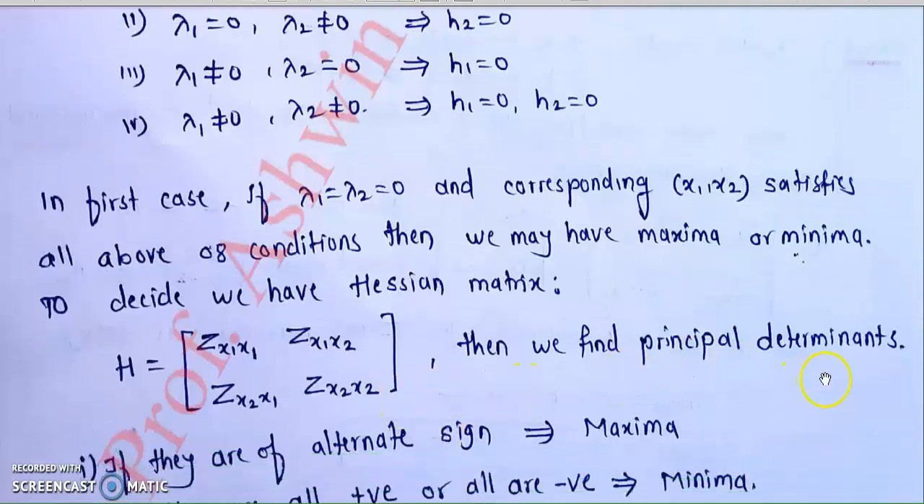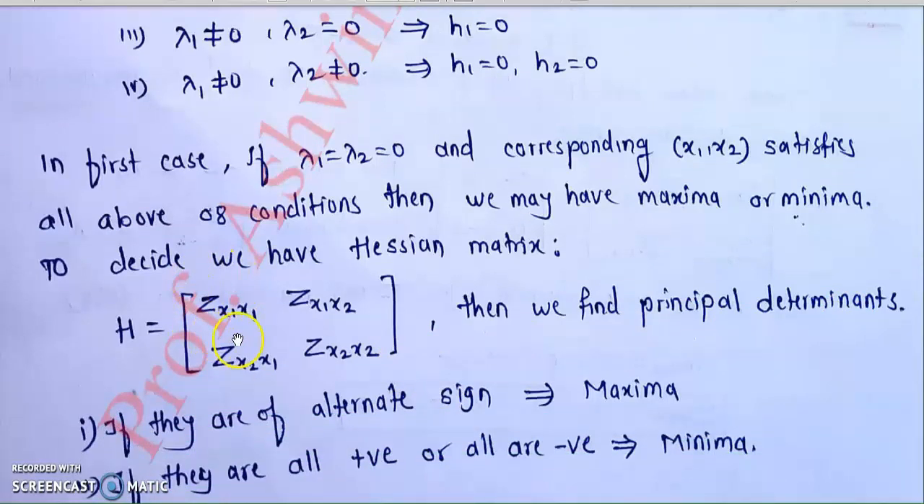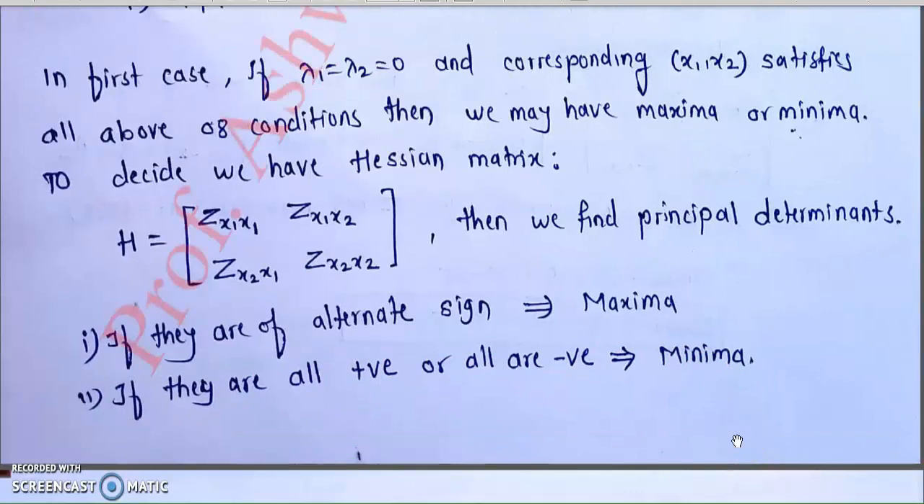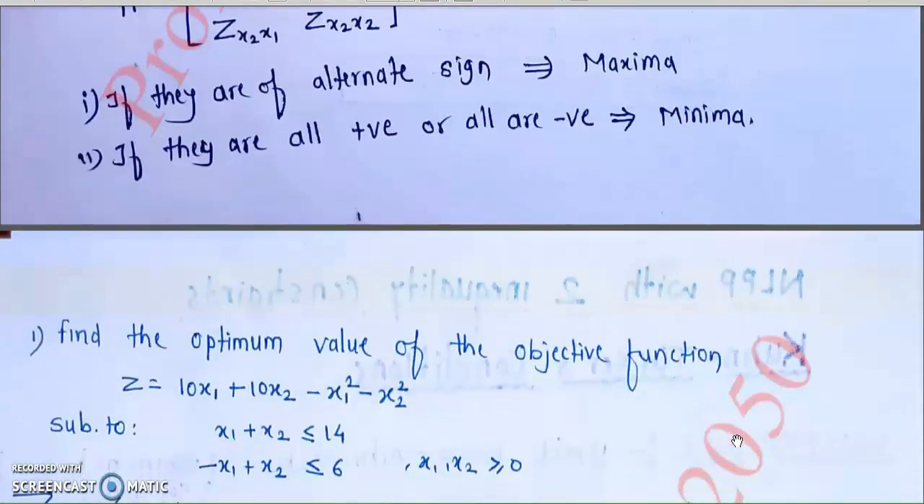Then we find the principal determinants, that is, we find the sign of z x1x1, positive or negative, and we call it A1. Then we find the sign of the determinant of H, that is, the determinant of this given matrix. Then we have cases: either both are negative, both are positive, or they have alternate signs. If they are alternate in sign, we have z maxima. If they are all positive or all negative, we have minima. In the example we discuss this in detail. So let's see the first example.